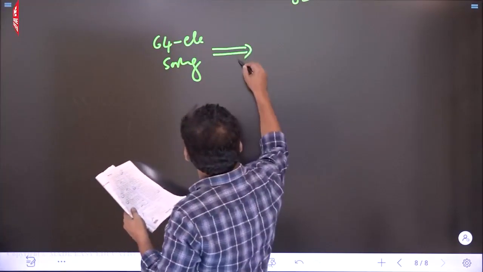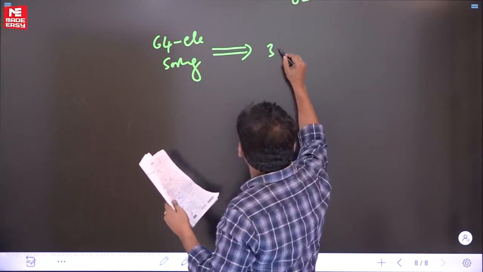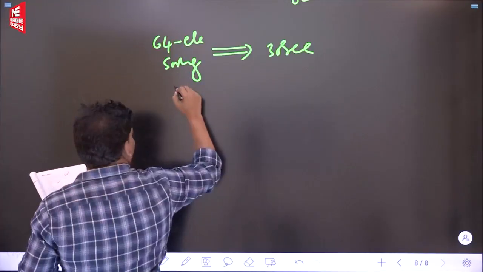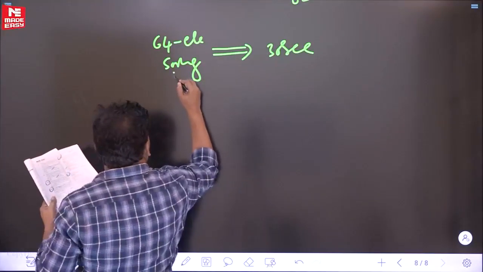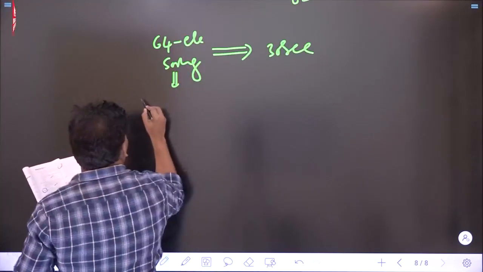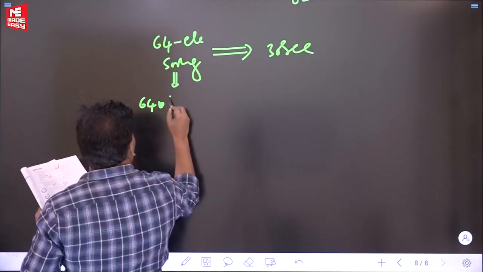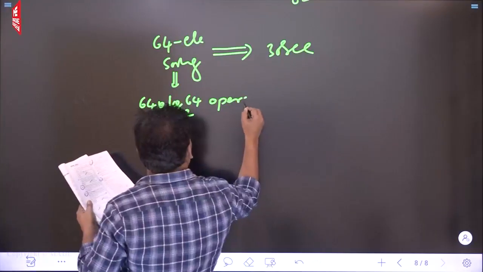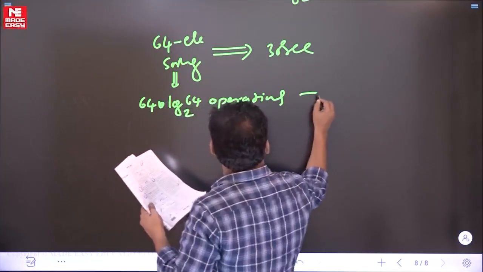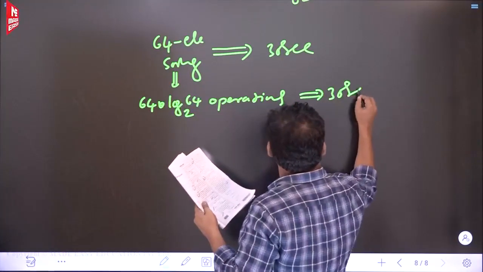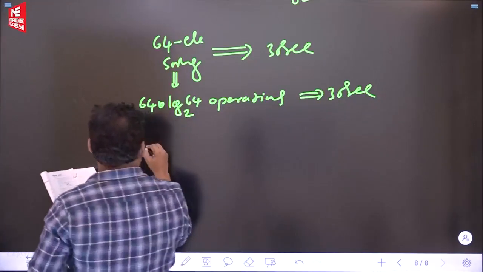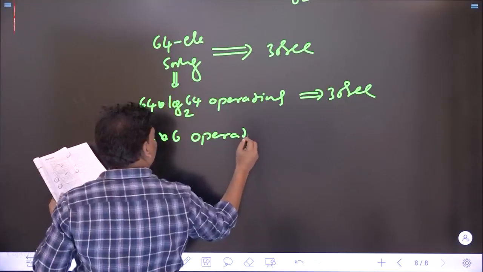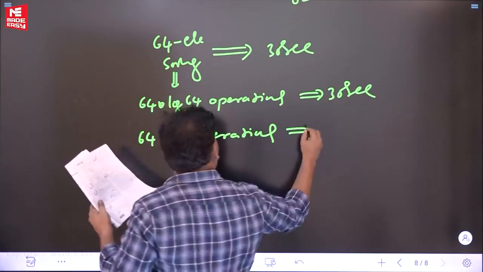Using merge sort, how much time did he take? 30 seconds. Which is nothing but, listen, 64 element sorting took 30 seconds. Merge sort will take 64 into log 64 base 2 operations, which is nothing but 64 into 6 operations, and that will take 30 seconds.